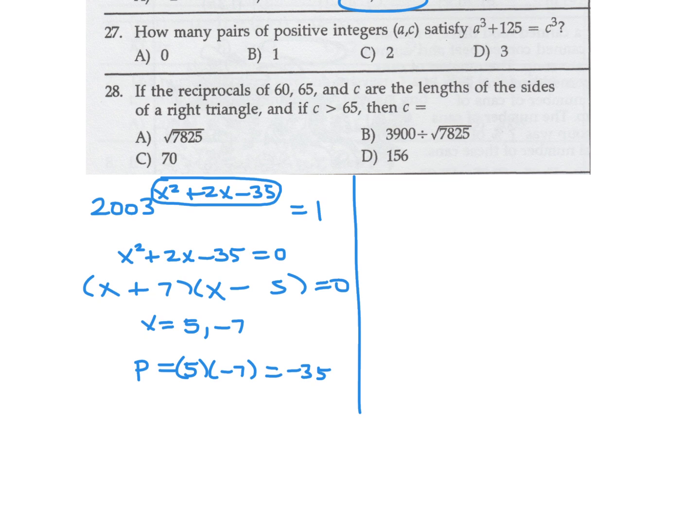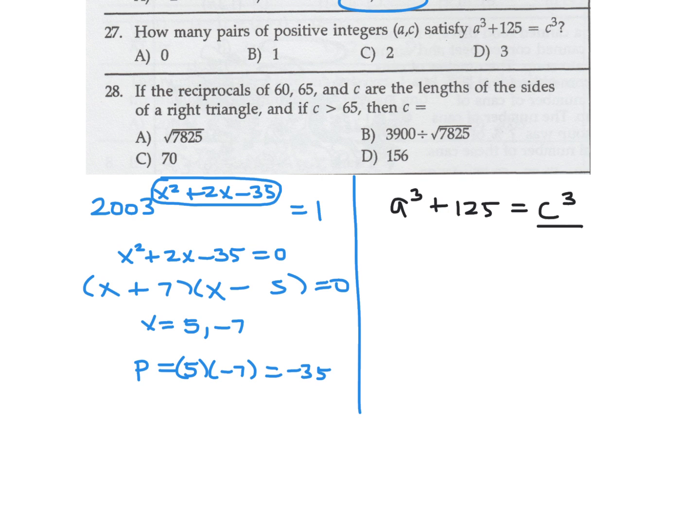How many pairs of positive integers (a, c) satisfy a to the power of 3 plus 125 is equal to c to the power of 3? All right. Well, I don't know. Let's see what we can do here.